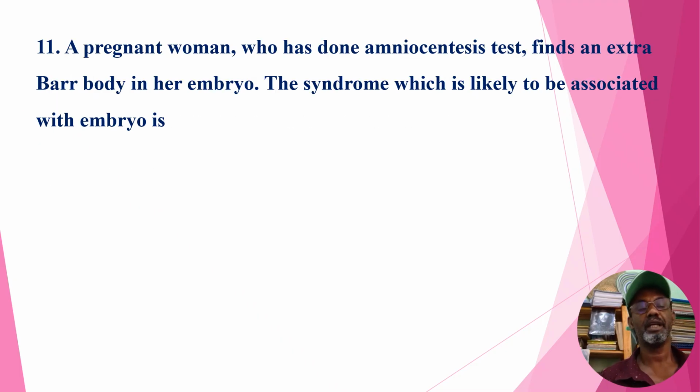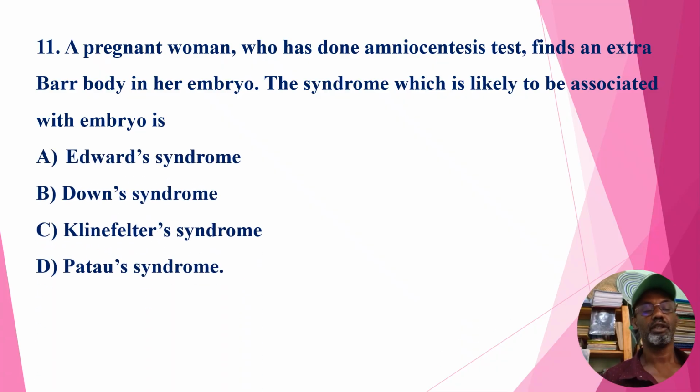Question number 11. A pregnant woman who has done an amniocentesis test finds an extra bar body in her embryo. An extra bar body indicates an extra X chromosome. The syndrome likely to be associated with the embryo could be Edwards syndrome, Down syndrome, Klinefelter syndrome, or Patau syndrome. The answer is Klinefelter, of course, if it is a male pregnancy.